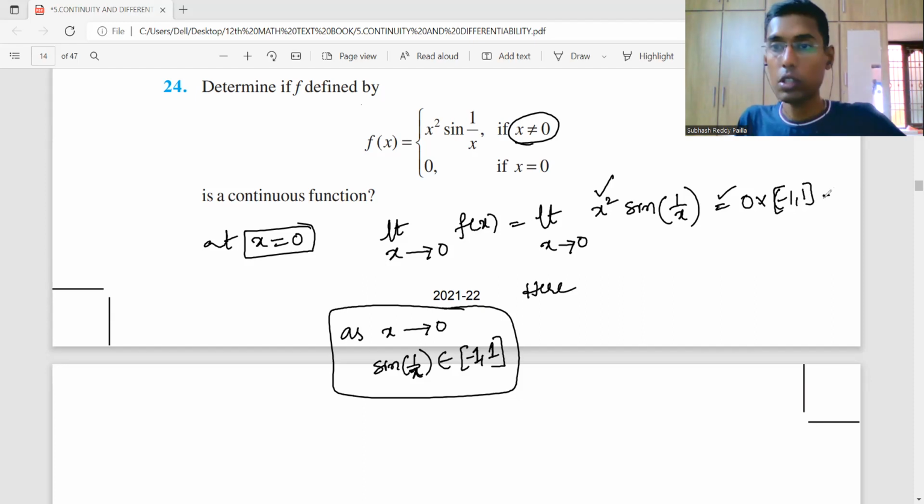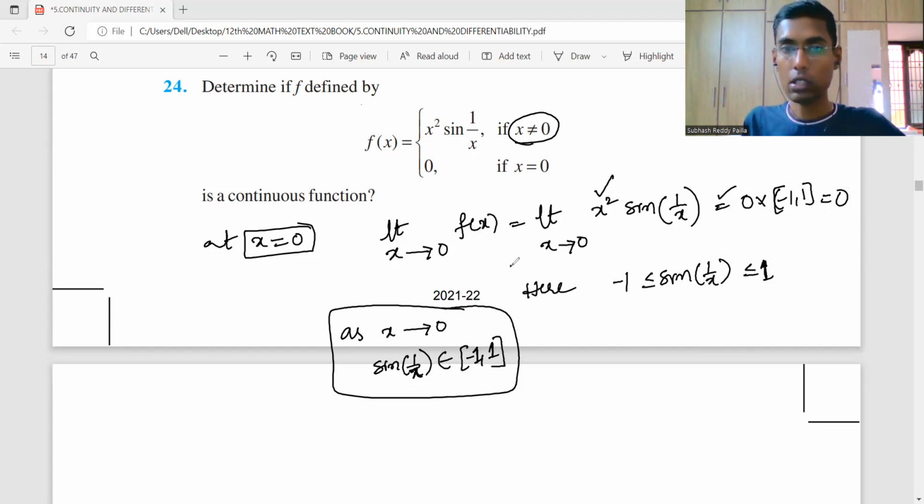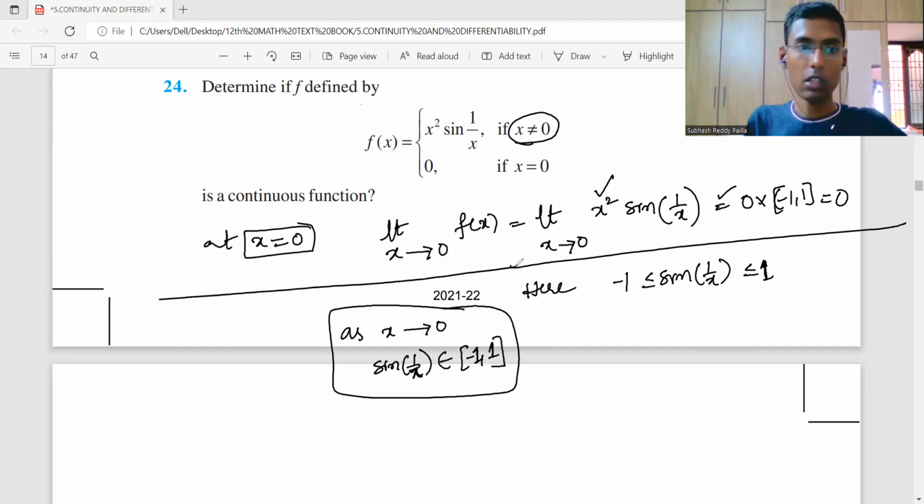What can you do? This is 0. Yes or no? Yes, sir. This is one way you can understand. The other way is, see here, sine 1 by x lies between -1 and 1. Yes or no? Actually, you have to do it like this. That is one way, easy to remember.